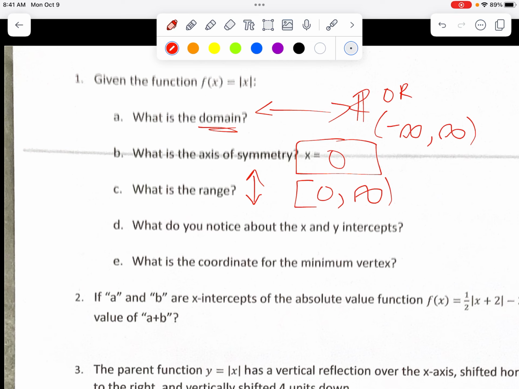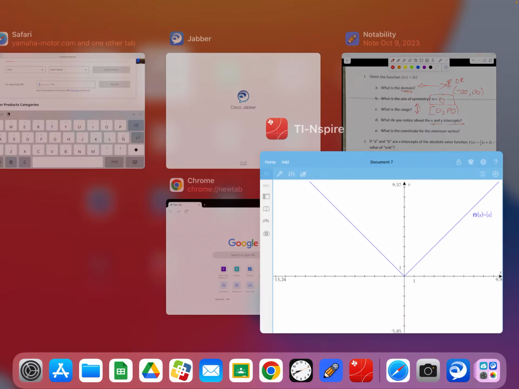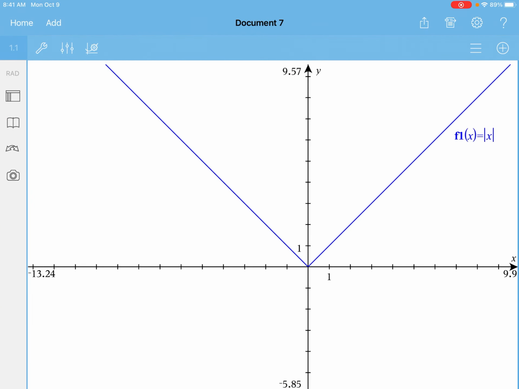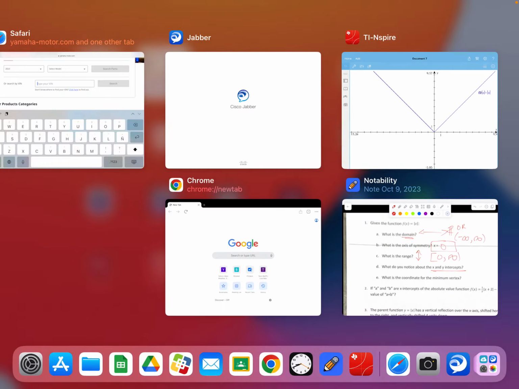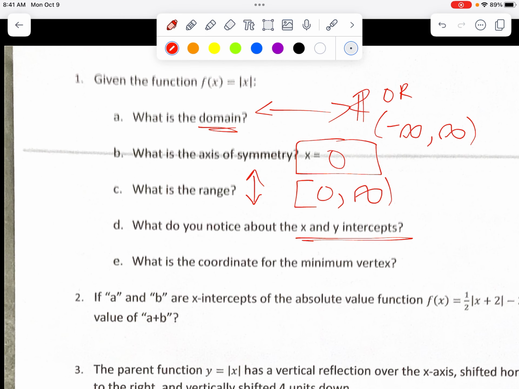What do you notice about the x and y intercepts? That is where the graph crosses the x-axis and the y-axis. If I go back to my graph here, you'll see that the vertex is at the origin. The origin is the x-intercept, and it's also the y-intercept. So that means both the x and the y-intercepts are 0, 0. Or you could say it crosses the x-axis at 0, and it crosses the y-axis at 0.